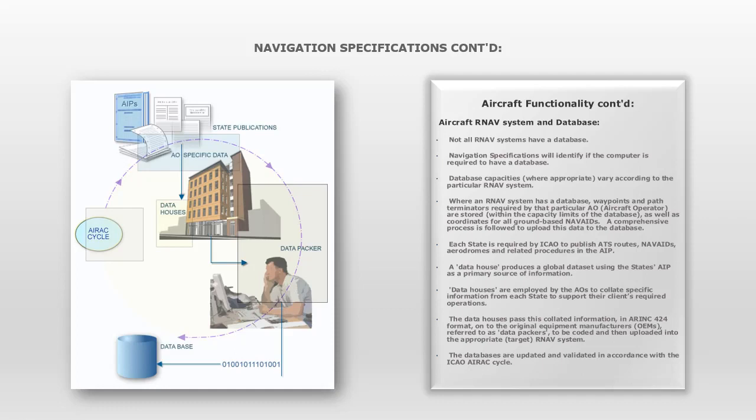operations. The data houses pass this collated information, in ARINC 424 format, onto the original equipment manufacturers, referred to as data packers, to be coded and then uploaded into the appropriate target RNAV system. The databases are updated and validated in accordance with the ICAO AIRAC cycle.